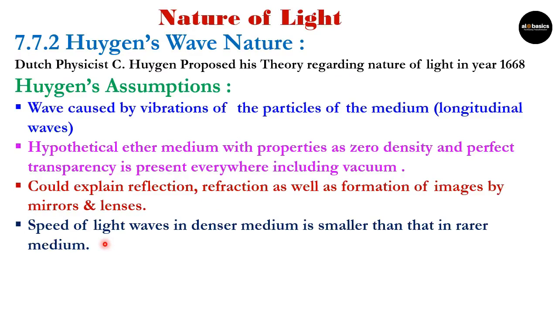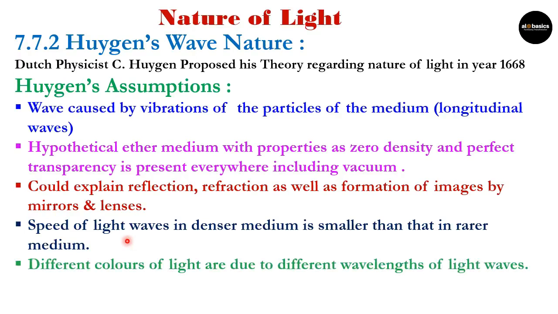See here, in Newton's assumption, we have seen that Newton said that the speed of light in denser medium is greater than that in the rarer medium, and here Huygens stated exactly the opposite. But afterwards, when the speed of light was measured experimentally, it was observed that the speed of light in denser medium is smaller than that in rarer medium. So we say that this assumption is correct.